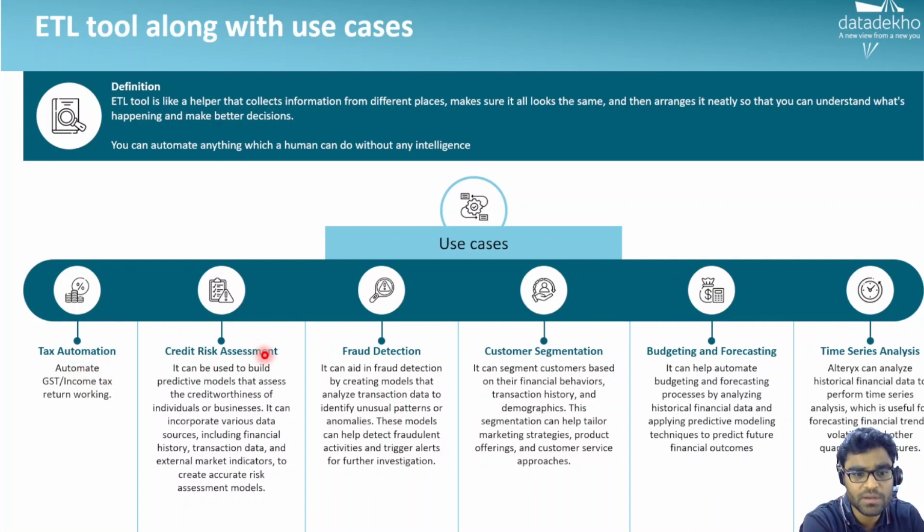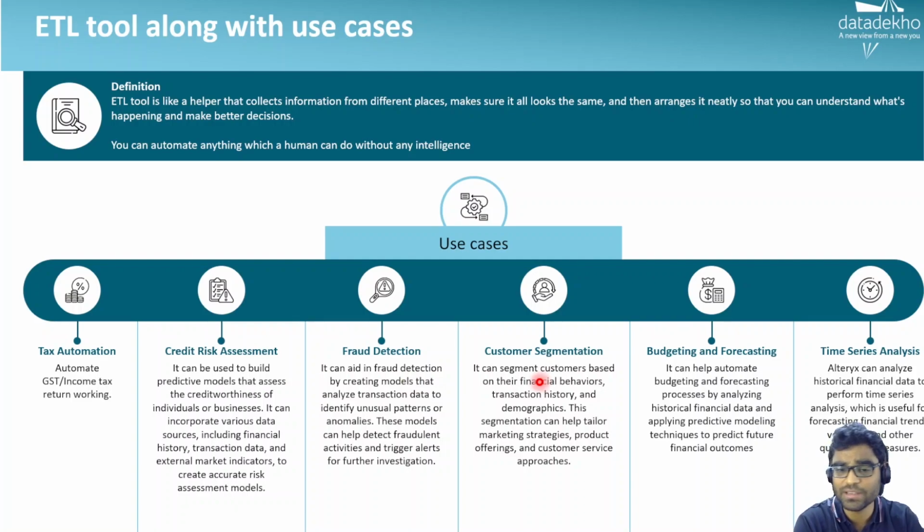Credit risk assessment. If you want to build a predictive model, like whether I should issue a credit card to someone, or what the net worth of that particular person or organization is. We have rating agencies that do credit risk assessment, so that can also be done through ETL. Fraud detection: you can detect fraud by creating models that check whether the data is accurate and analyze transactions to find unusual patterns and anomalies.